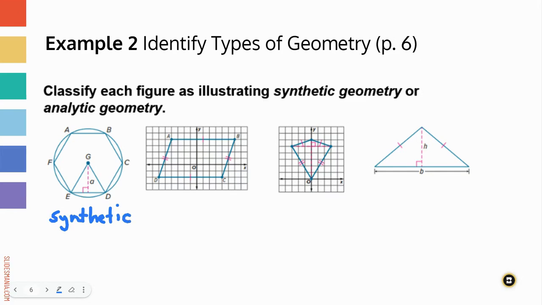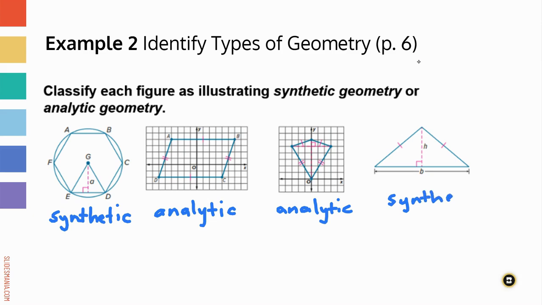The second picture, we've got a coordinate system, so that is analytic geometry. This third picture also has a coordinate system, so that would be analytic. And this last picture does not have a coordinate system, it's just a triangle, and that would be synthetic geometry. So you should write those down in your textbook.